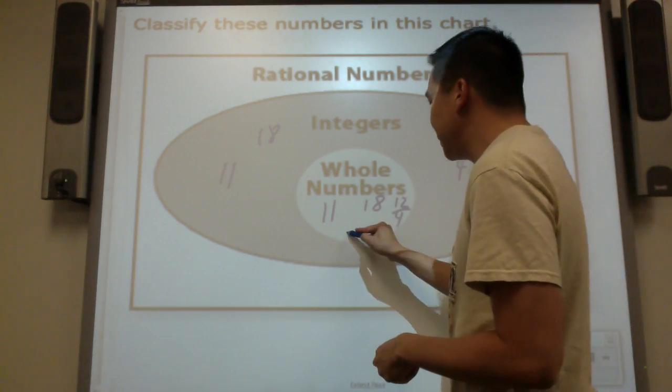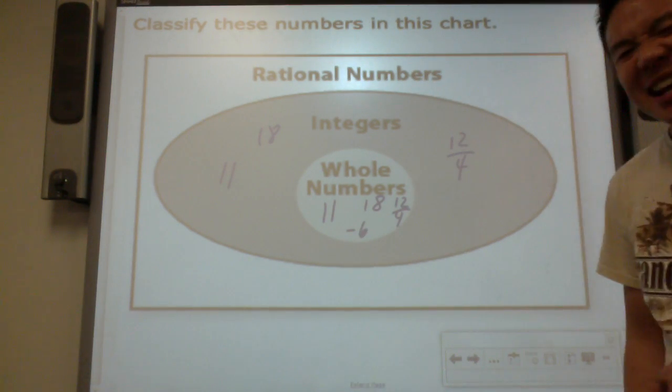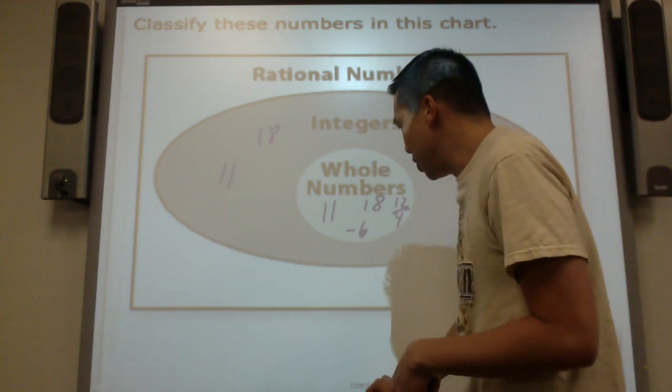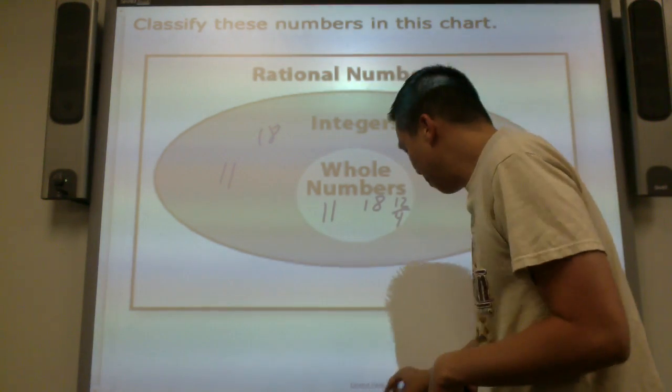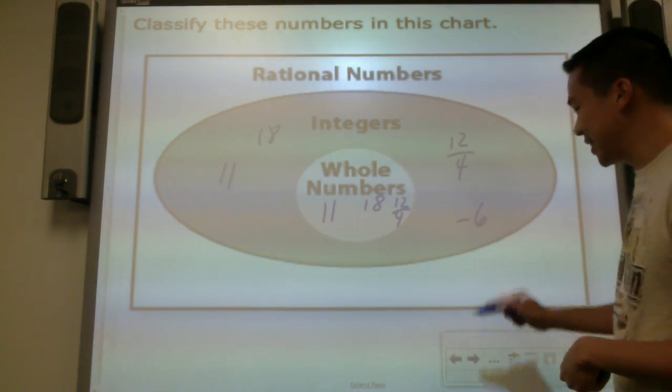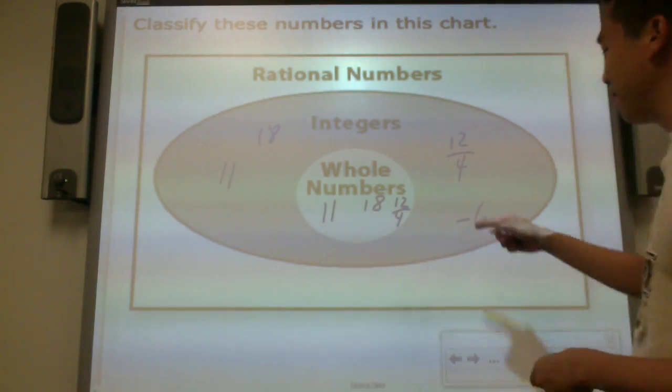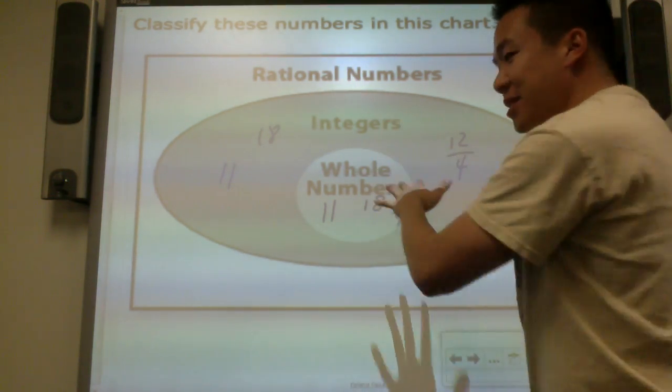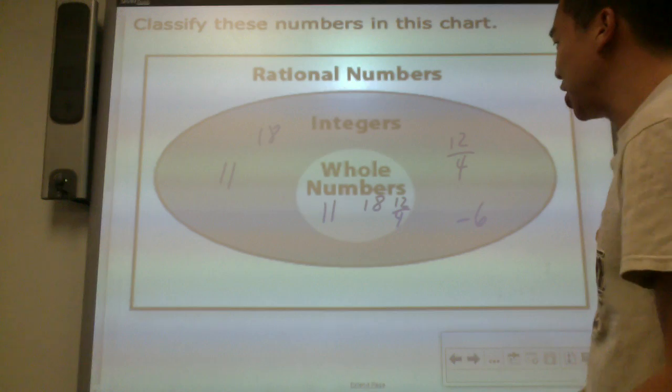What about negative 6? Is negative 6 a whole number? Nope. But can it be an integer? Yes, it can be. It can be an integer. Integers are positive whole numbers, negative whole numbers, including 0.